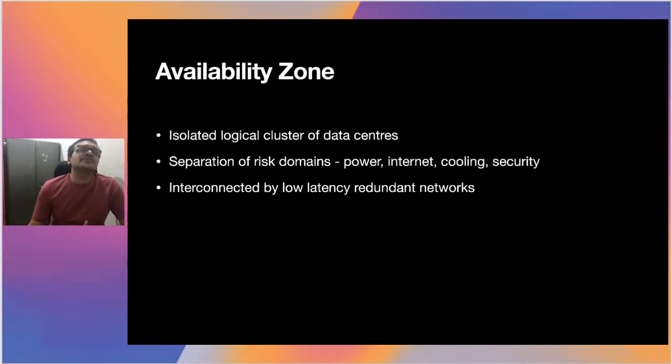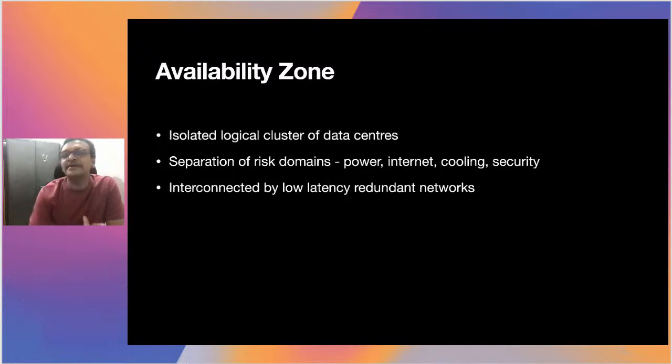What is an availability zone? Given a region, there are logical isolations of data centers. A bunch of data centers grouped together are called an availability zone. The most important distinction here is that while a region operates as a unit, inside a region an availability zone is separated by what is called a risk domain.